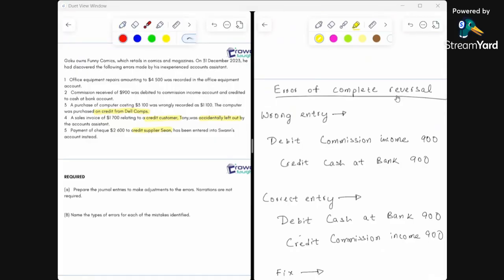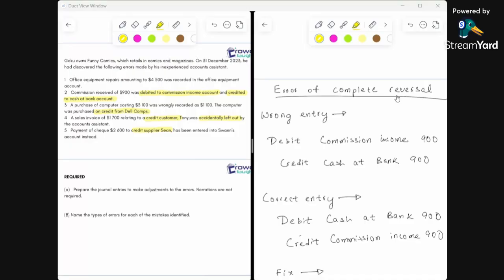Commission received of $900 was debited to the commission income account and credited to the cash at bank account. All right. So I'm just going to highlight some key words here. Now, when you're receiving commission, you are receiving cash. And from your perspective, if you are receiving cash, your cash, which is an asset in itself, is increasing in value, right? So when assets increase in value or when assets go up, how do we journalize them? We would debit it, right?